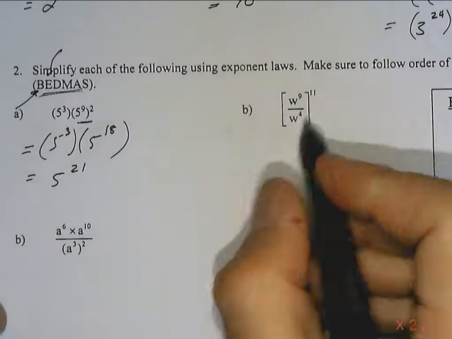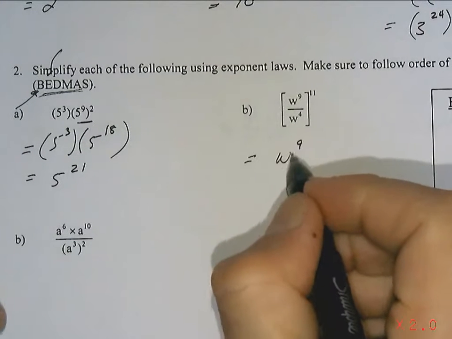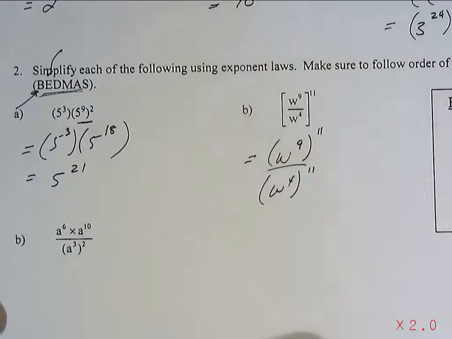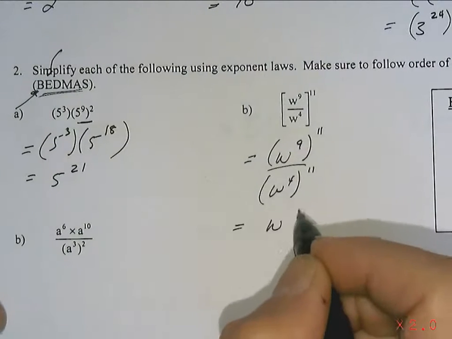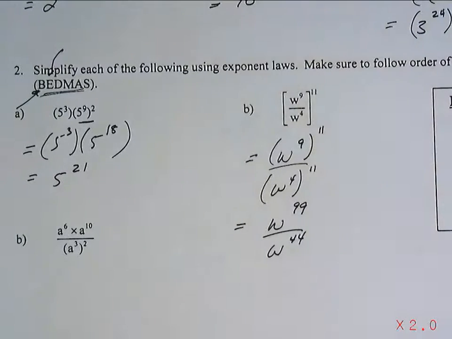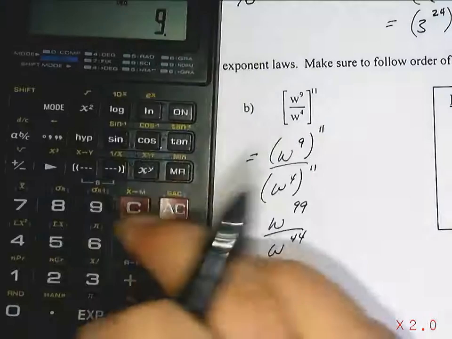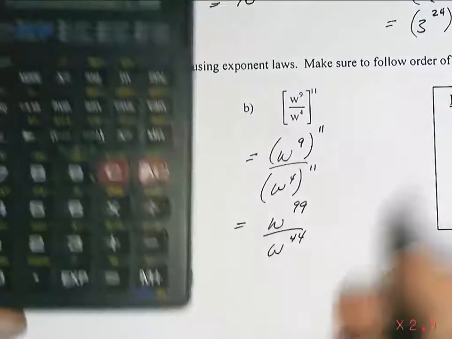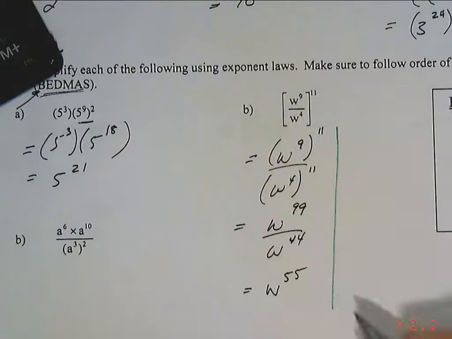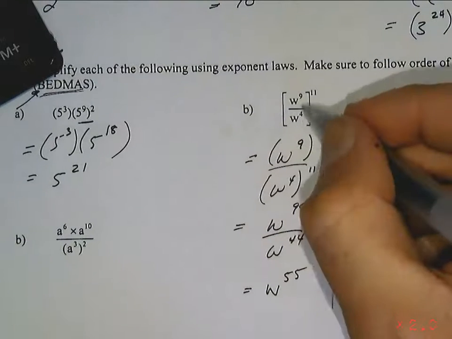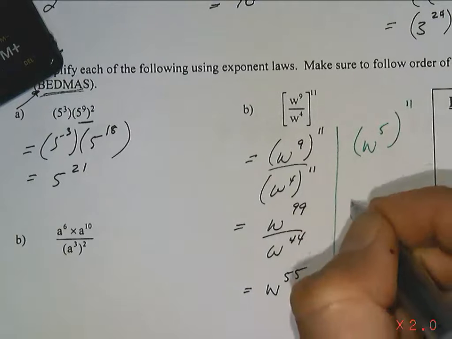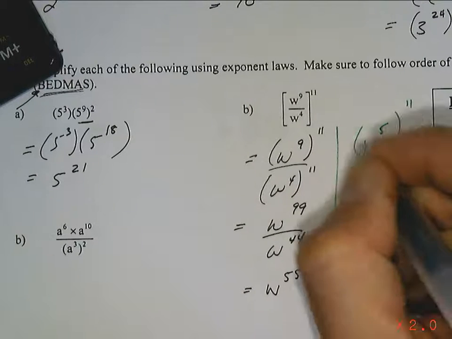The next one. Well, I'm going to remember that I've got to do w to the 9 and w to the 4, and that the 11 goes to both the top and the bottom. So it's going to be w to the 99 over w to the 44. Now 99 minus 44 is going to be, I don't trust myself to do that, 55. So the answer is w to the 55. Now that's one way to do that question. Absolutely. You did what was inside the brackets first, right? And you came up with w to the 5 to the 11, and you come up with w to the 55. Guess what? Full marks for both.